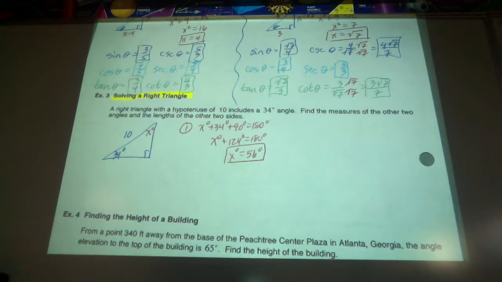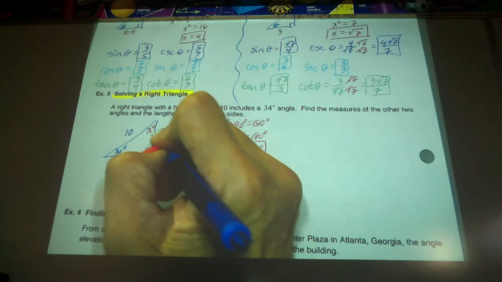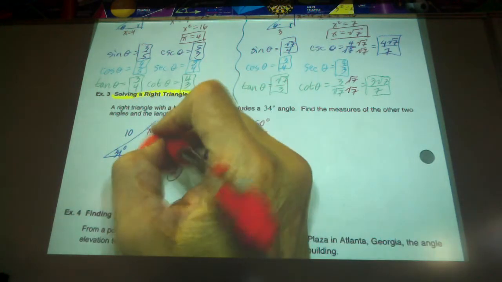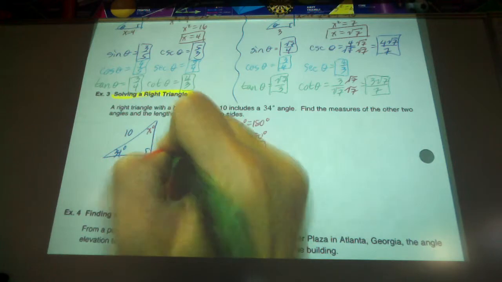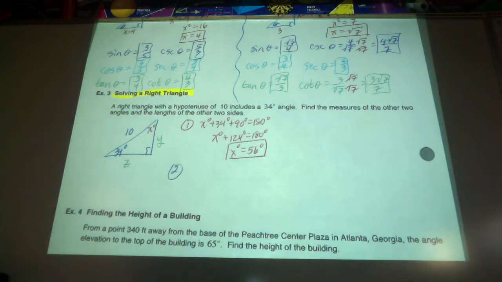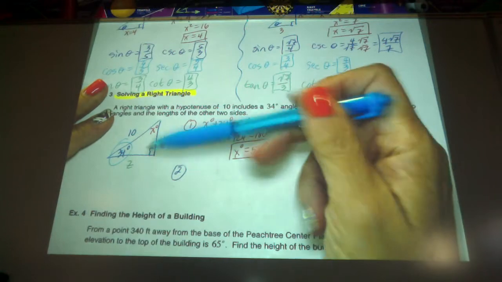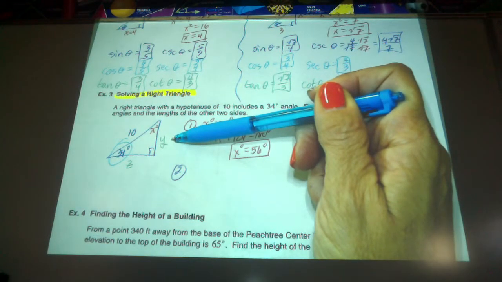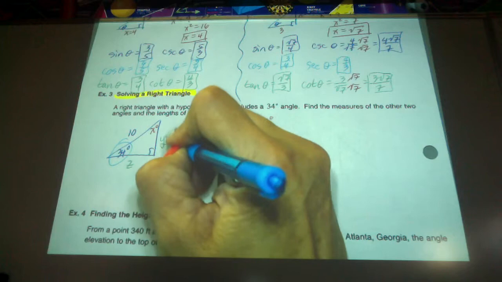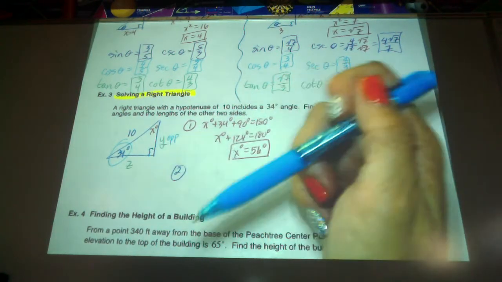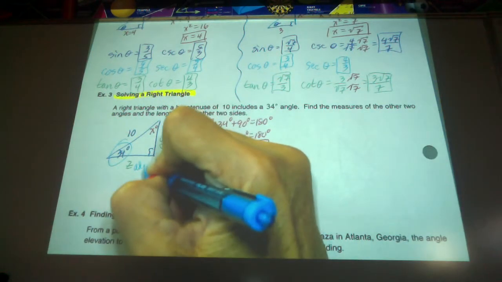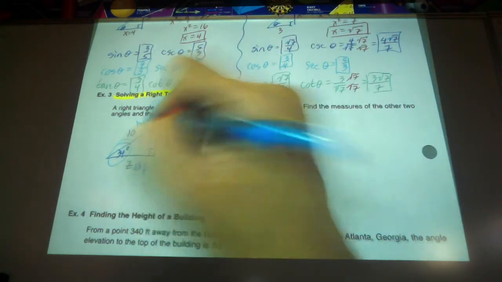And then our second step: I'm going to name this side here as y and this side here as z, just because I feel like it. You can name them whatever you want to, but I'm going to identify them as y and z so that I know which ones I'm talking about. So if I find y, if this is my angle of reference, is y the side opposite, the side adjacent, or my hypotenuse? This is my opposite. What about z? Adjacent. What about 10? Hypotenuse.